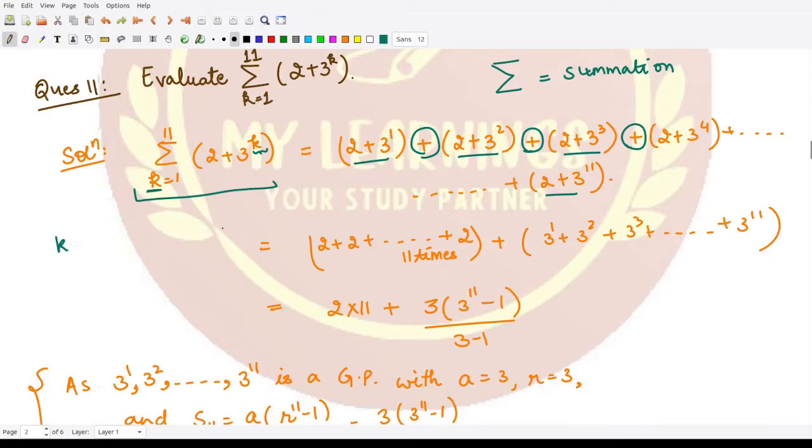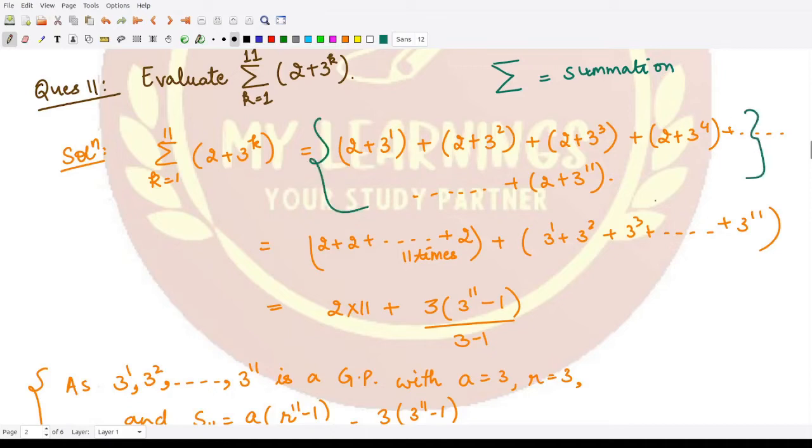Now we have to solve this summation. We have to find the value of this sum. In order to solve this sum, we will collect all the terms containing 2 together in one bracket. So this is what I have done here. I have written 2 plus 2, how many times? 11 times, because there are a total of 11 terms.